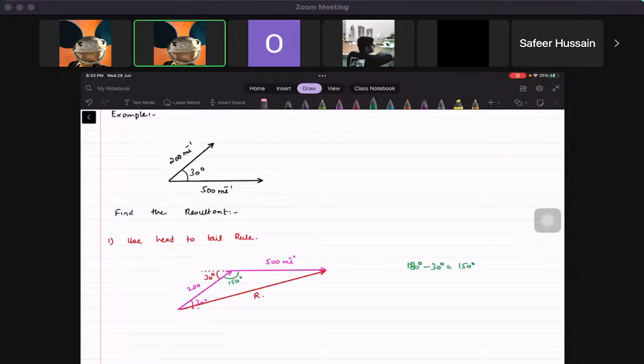Once you have that, you say, okay, R square, by the cosine rule, is equal to 200 square plus 500 square, these are the two sides, minus 2 times 200 and 500 multiplied by cos of the angle opposite to R, which is 150 degrees. Do you guys understand now?